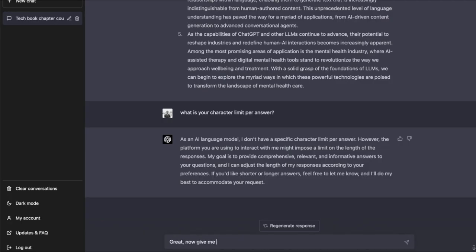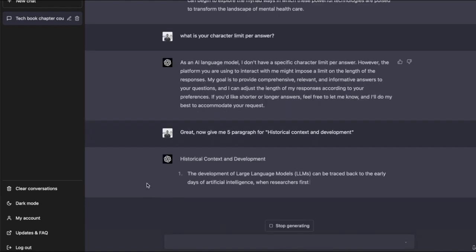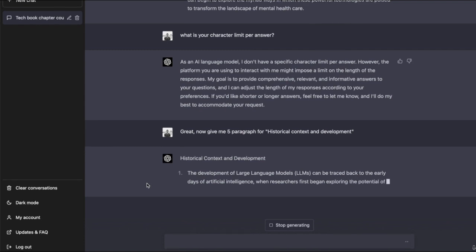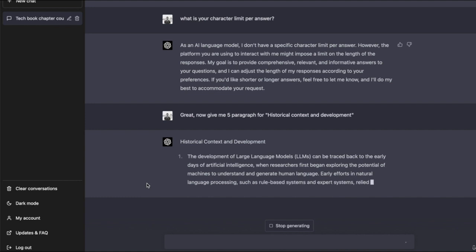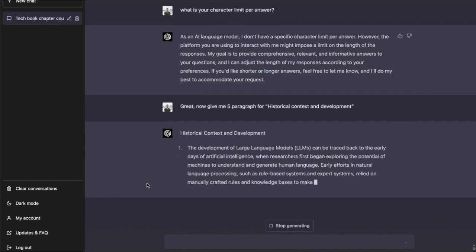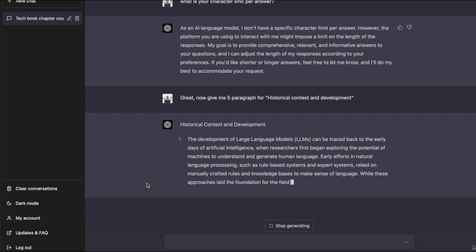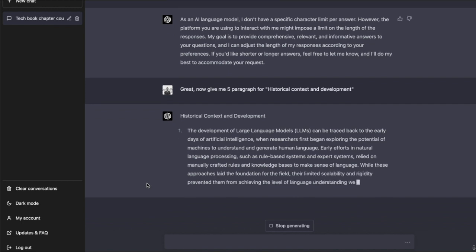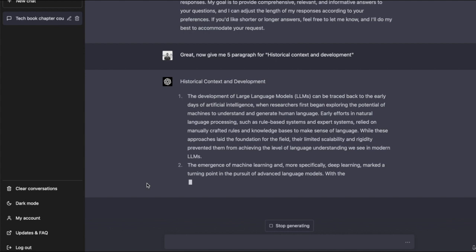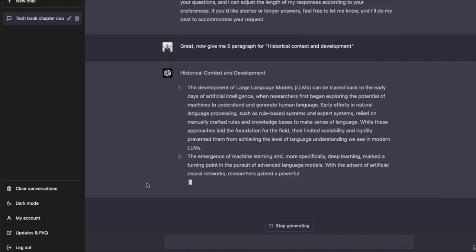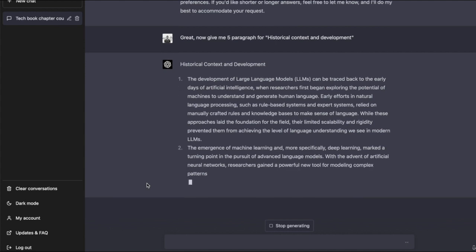Great, now give me 5 paragraphs for historical context and development. Here we go. I guess the biggest problem with this, it's similar to what pilots have: the pilot's going to just sit there and autopilot does most of the work, so it's boring for most of the flight. I think most of the job is just me reading what it writes. Obviously, if you're publishing a book, you would do the editing and a lot more creative work. This is kind of just a showcase of what is possible. But most of the time, I'm just going to sit back and read what it writes.